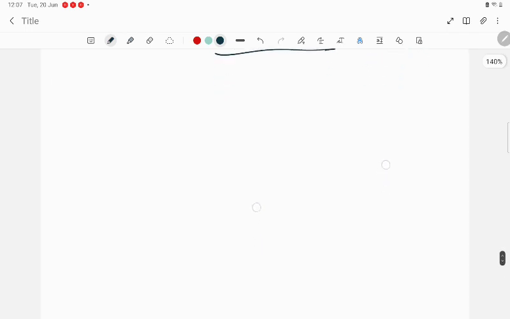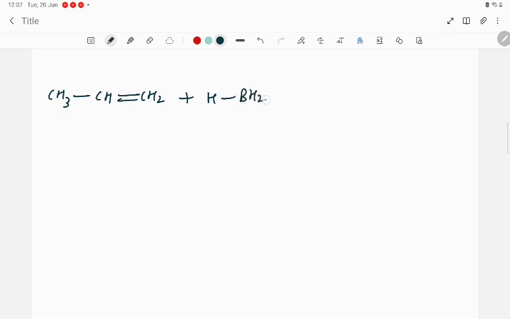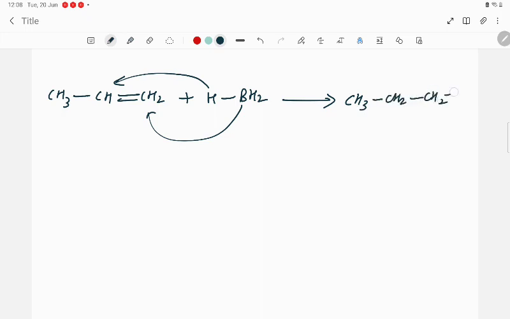Now go with the second one. Suppose you are taking an unsymmetrical alkene, CH3, CH double bond CH2, and you are treating it with HBH2. This is going to be here and this is going to be here. What you are going to get here is CH3, CH2, CH2, and here is BH2. Since 2 hydrogens are there with the boron, you can add one more molecule of propene, CH3, CH double bond CH2. So this hydrogen is going to add here.